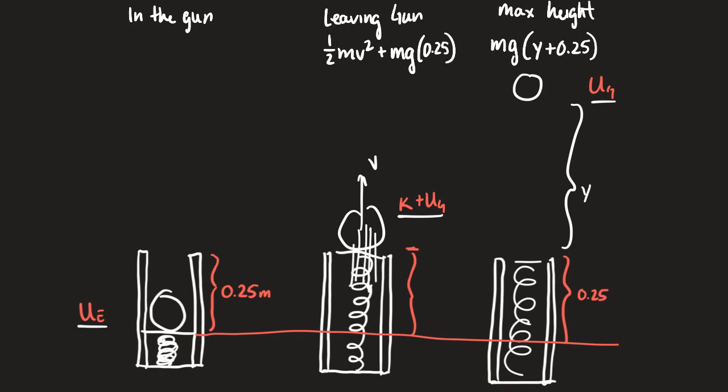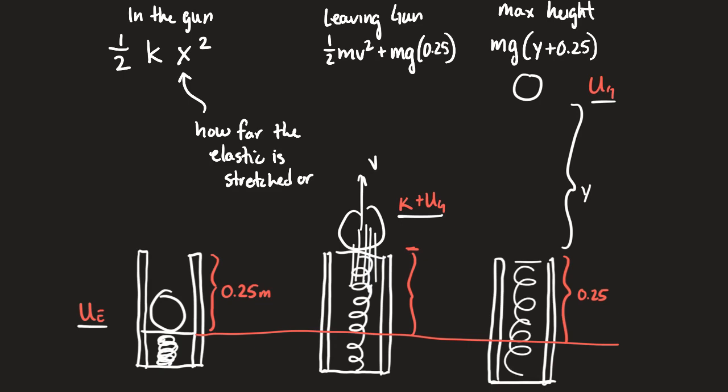Now, we've not had a chance to talk about elastic potential, but there's not a whole lot here. Elastic potential is 1/2 times k times x squared. I'll explain what each of these is, but I think one of them is pretty easy. X is how far the elastic is stretched or compressed. How far the elastic is stretched or compressed.